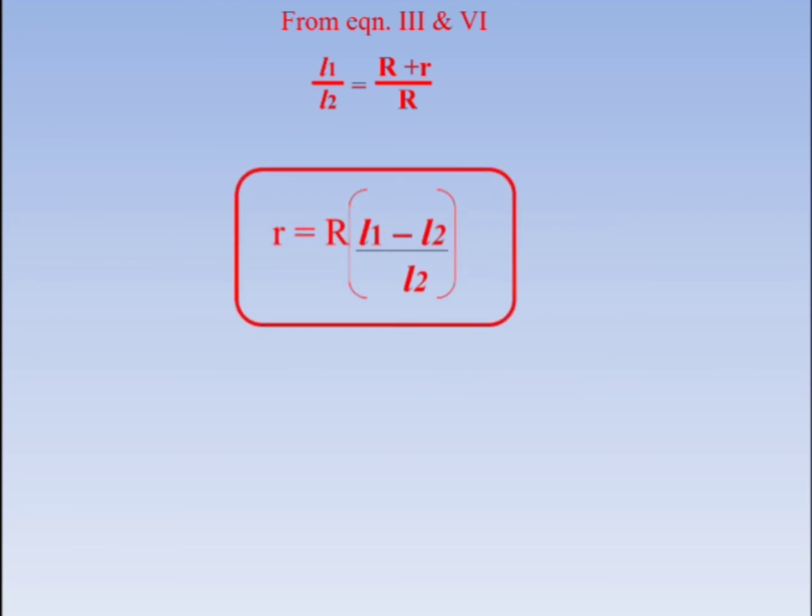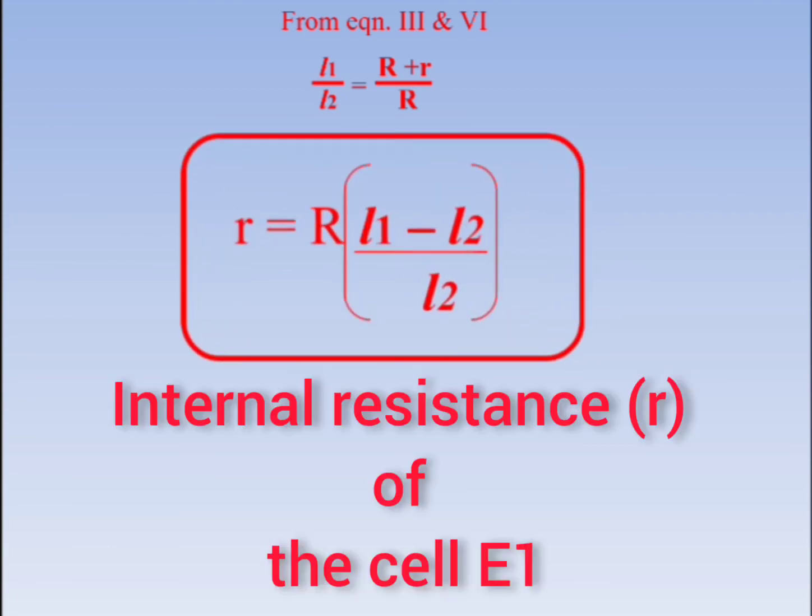Now, by comparing equations 3 and 6, we can write L1 upon L2 is equal to (R plus r) upon R. Now, by rearranging the terms, we get the final equation: the internal resistance of the cell, small r, is equal to R into (L1 minus L2) upon L2.